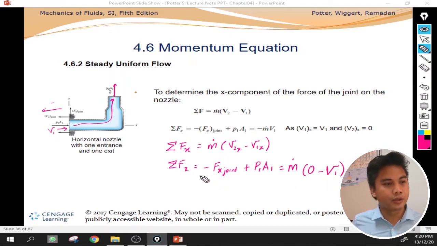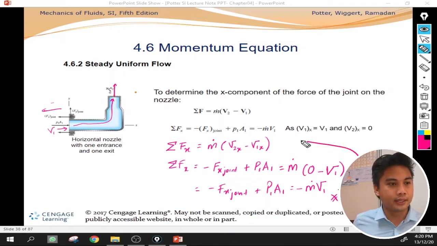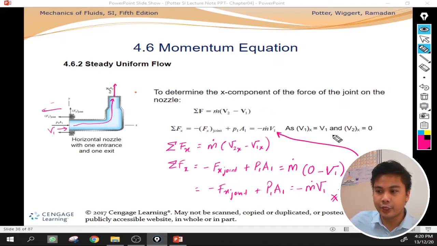So that's why this equation we can simplify, it becomes negative F of the joint plus P1A1 equal to negative mass flow rate V1. So this equation is the same as this equation. That is how we derive the equation, to make sure it is the same as this form.